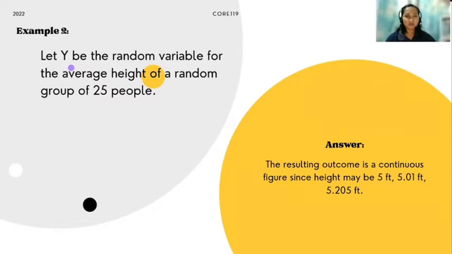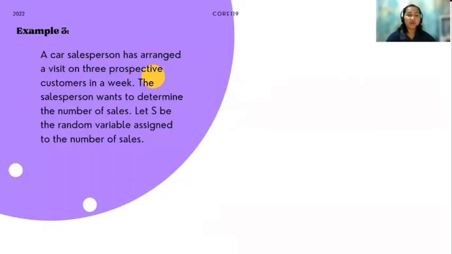Same with the previous example. However, for such, we can count the outcomes. But in this case, for this continuous random variable, we can just identify some of those outcomes. So let's say you have random variable Y, the possible numbers we can assign to this random variable Y are 5, 5.01, 5.205, and so on, depending on the height of these 25 people. Okay, so that's example number 2. Now example number 3: a car salesperson has arranged a visit to 3 prospective customers in a week.